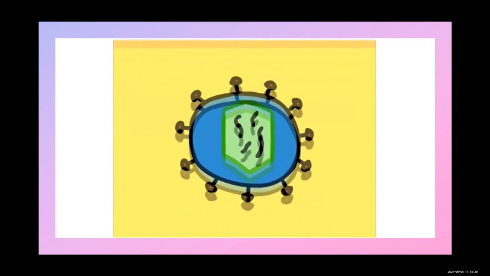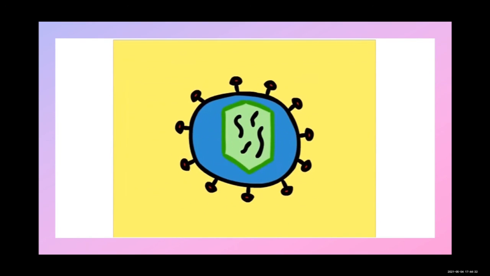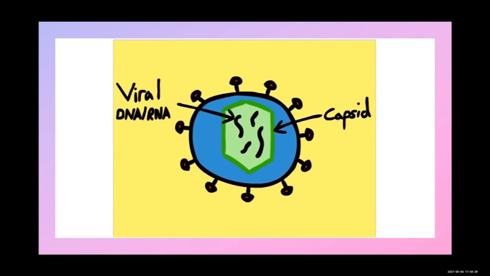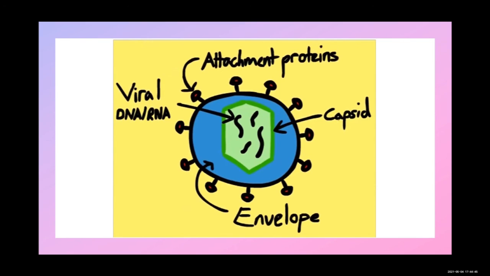Viruses. Viruses are infective agents too small to be seen with a microscope. They all have a similar structure, being surrounded by a protein shell called a capsid, which protects the viral genome. Inside this capsid is either viral DNA or viral RNA. Also present is the viral envelope, which is covered in attachment proteins. The viral envelope is made of lipoproteins.